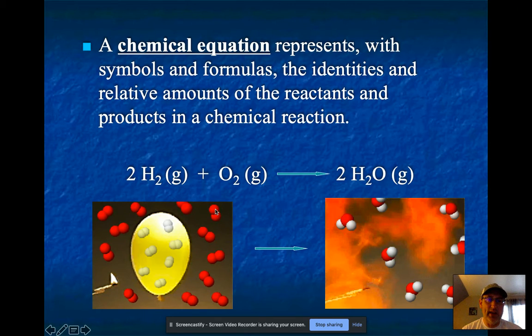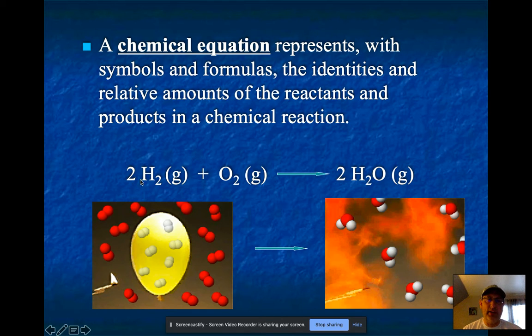So here we have O2 surrounding this balloon filled with H2. When it's ignited, it's very exothermic and it turns into water molecules. So here's the overall reaction that's taking place there. We're going to talk about some of these symbols. We have two hydrogen molecules for every one oxygen molecule, forming two water molecules. A couple other things in here. These little G's represent gases. So it's just showing you the states of matter.